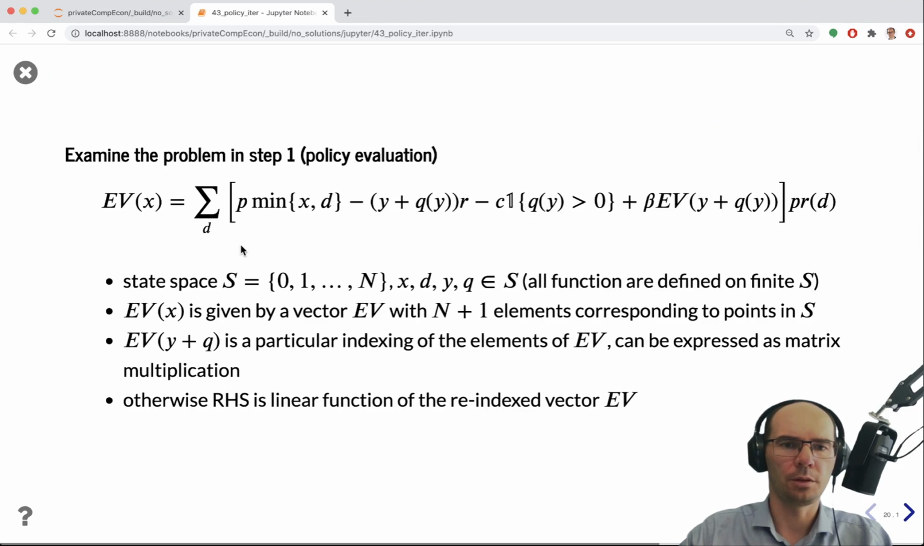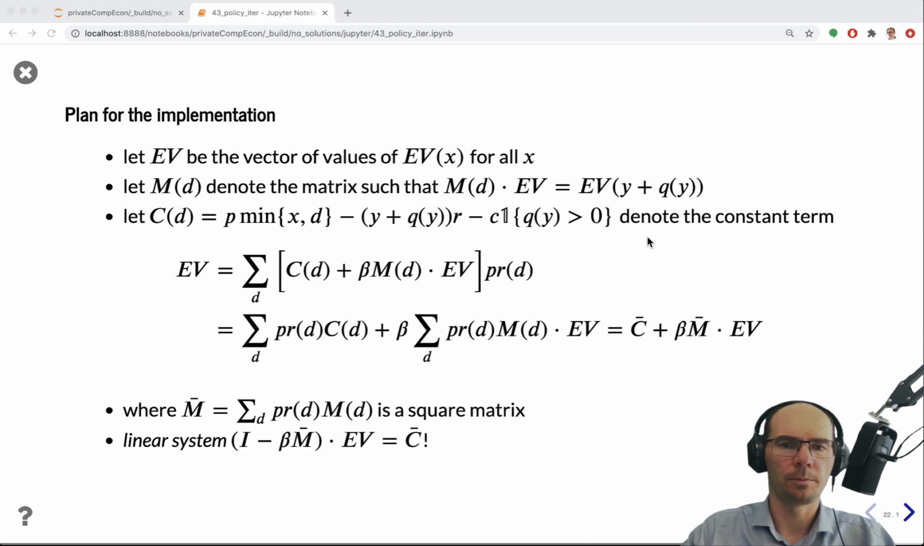So it's this Bellman equation that I'm talking about, and you can see that we've denoted this whole thing as C of D, and this is going to be a matrix multiplied by EV. Okay, so this is what we have: C of D and M of D times EV. There's beta in there, and this is all inside of the weighted sum.